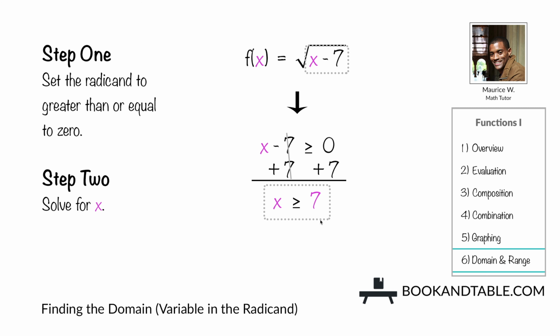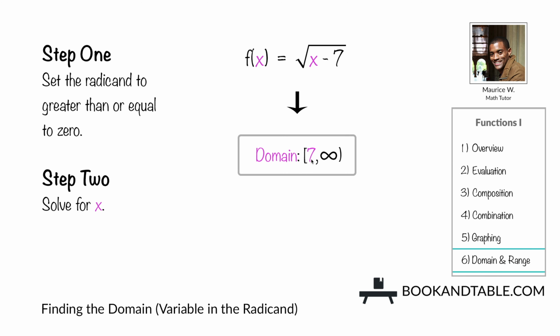So this would be our domain. It can equal 7, so we have the bracket, and that's the smaller value since it is greater than or equal to 7. 7 is the smallest number. And it continues indefinitely, so we have infinity as the second entry here. So that is how we go about finding the domain when we have a variable in the radicand.